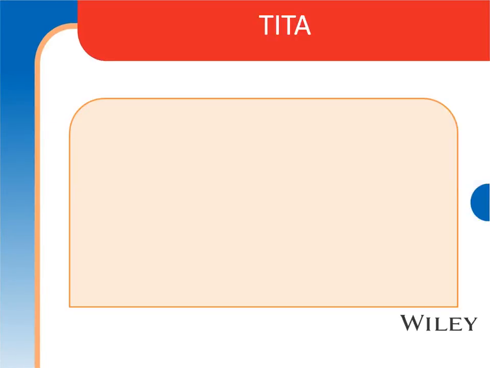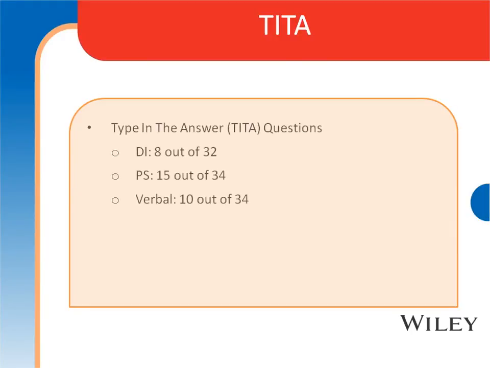CAT 2015 introduced this new concept called type in the answer, in which you don't have to mark an option but you have to actually input an answer. So for DI, data interpretation, and problem solving, you can put in numbers. But what happens in verbal? Let's see how type in the answer, TITA, let's call it that, came in the verbal section.